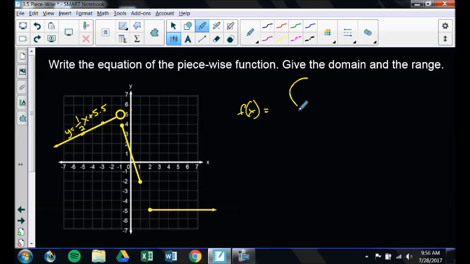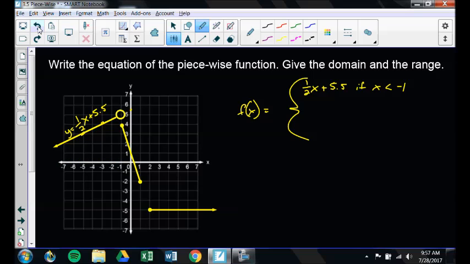The hardest part about these is drawing pretty wing brackets. Y equals 1 over 2x plus 5.5 if x is less than -1. Because that was this stuff here. That's all that stuff in there.